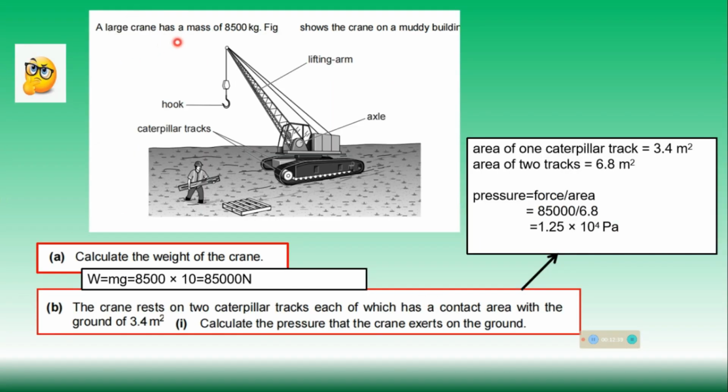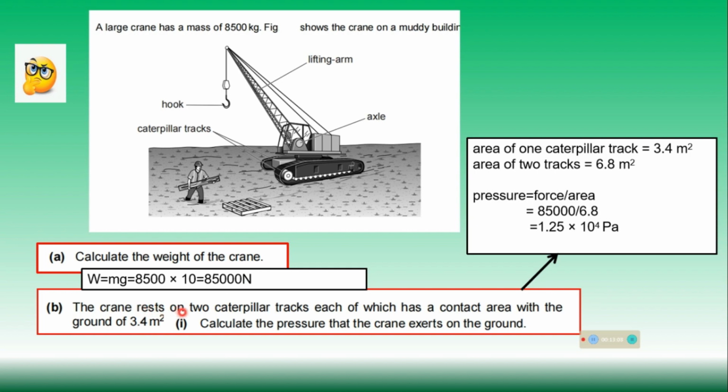A large crane has a mass of 8500 kilogram. This figure shows the crane on a muddy building site. Calculate the weight of the crane. Weight is mass multiplied by g. You can take 10 as the value of g as an approximation. The exact value of g is 9.8. So this is 85,000 Newton.